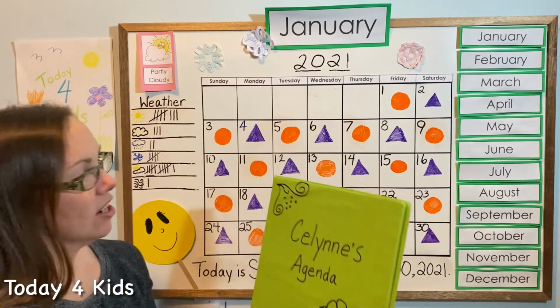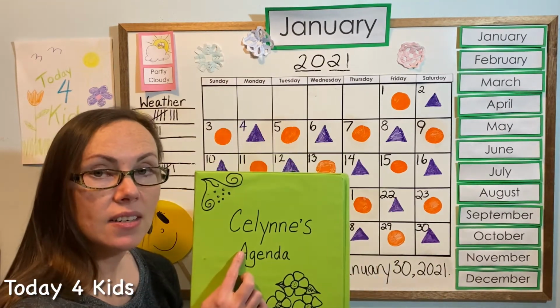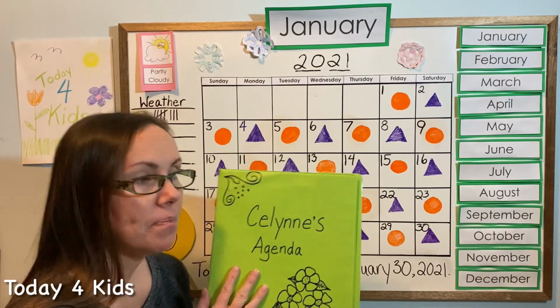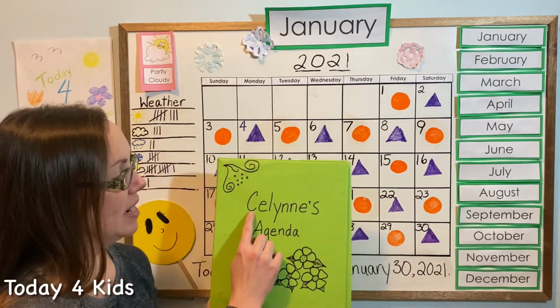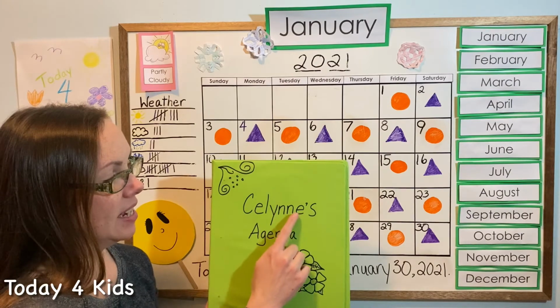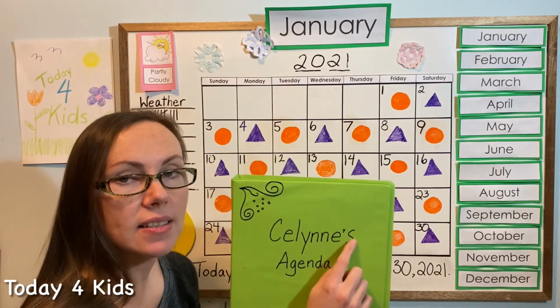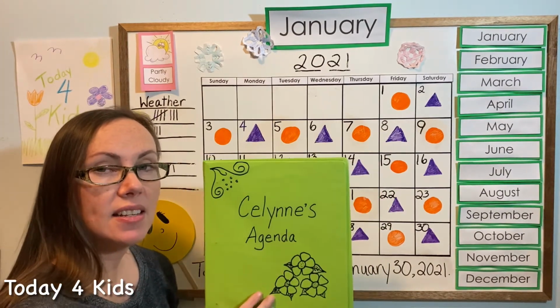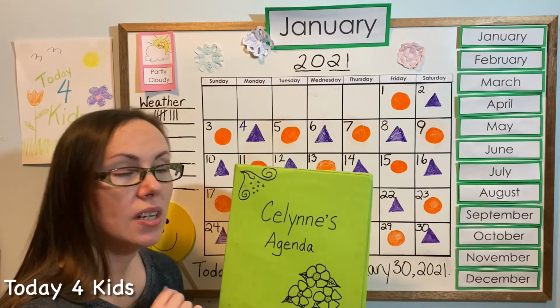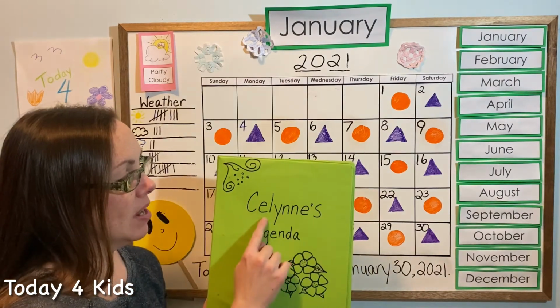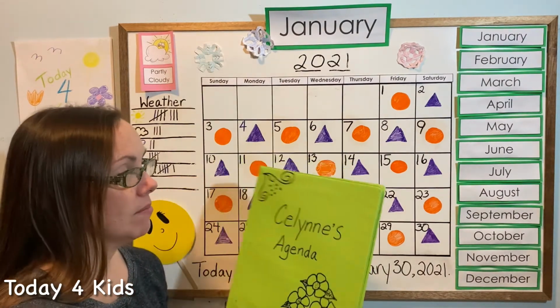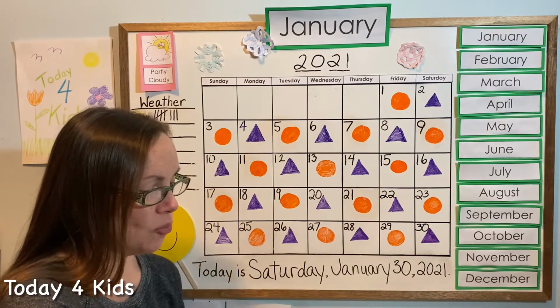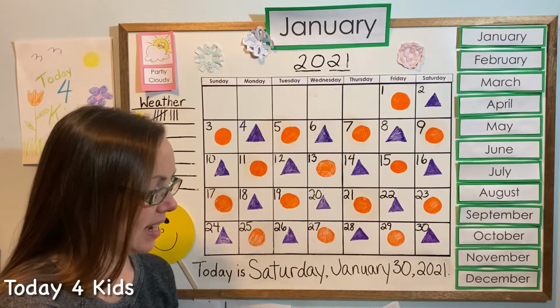Let's take a look at our agenda. So this is my agenda. What color is your agenda? I like green. So this is my name, C-E-L-Y-N-N-E, and then I have an apostrophe S. When you put an apostrophe S at the end of the name, that means that's yours. This apostrophe S behind my name means this agenda is mine. So let's open it up to today's day.